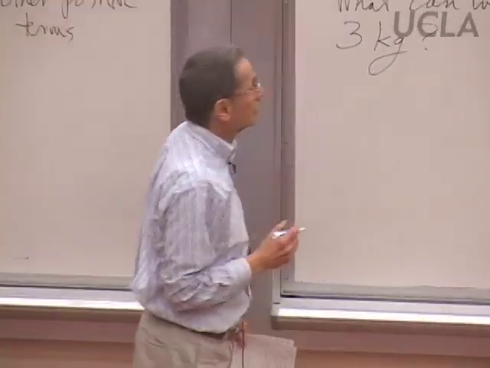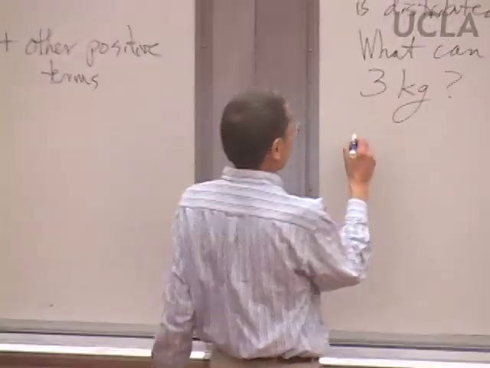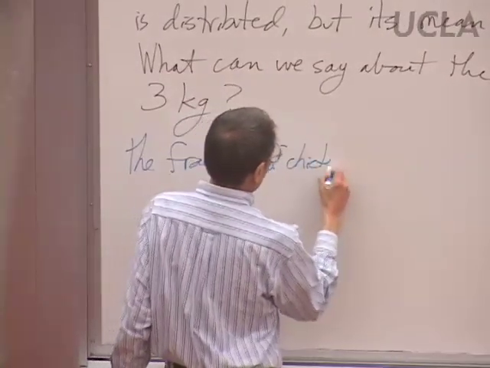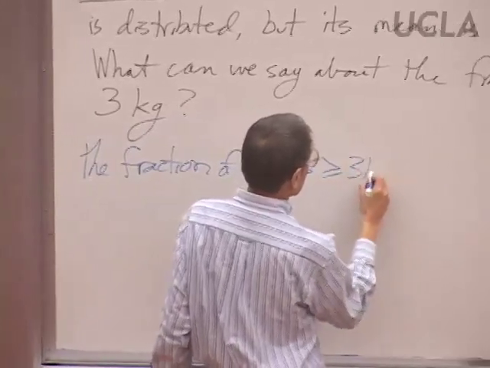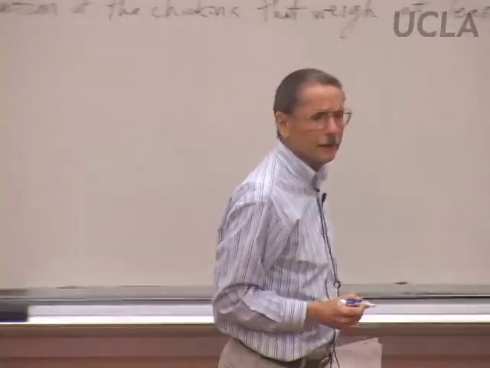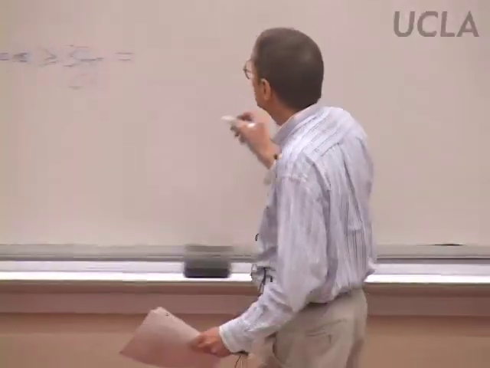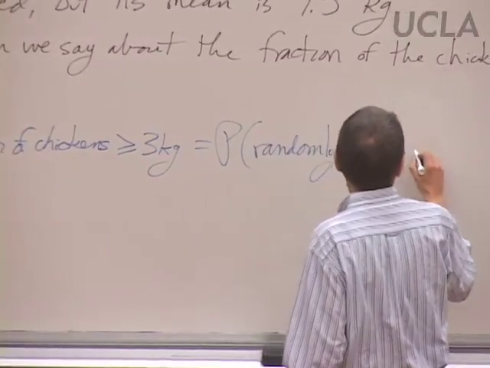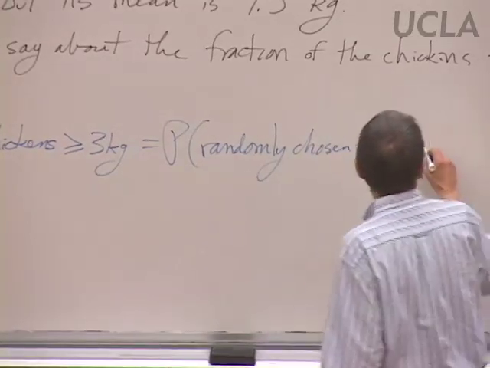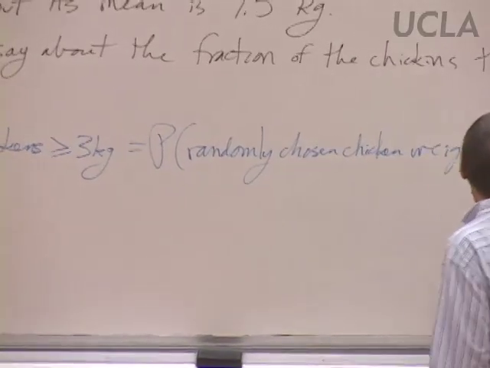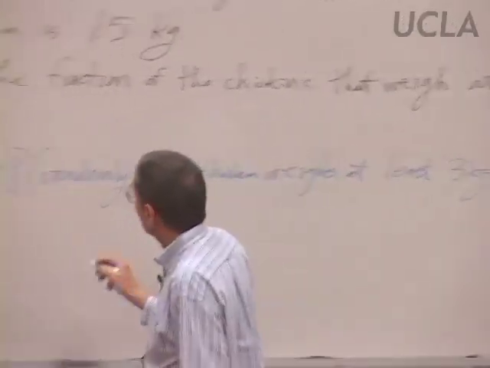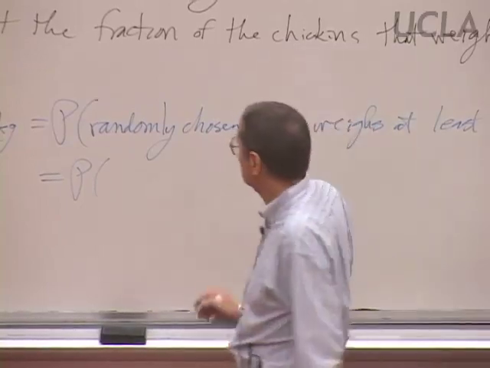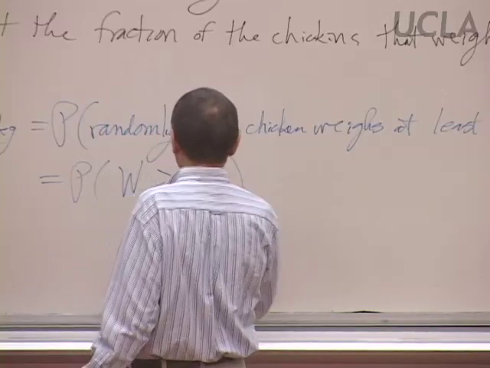The word probability doesn't occur here, but of course that's what it's talking about. The fraction of chickens that weigh at least 3 kilograms would be the probability that if you go out and choose a chicken at random from this population, a randomly chosen chicken weighs a lot. Or, in other words, the probability that this random variable, called W for weight, in kilograms, is at least 3.